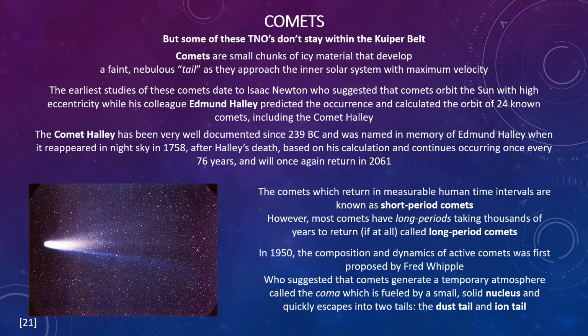So the earliest studies of these comets date back to Isaac Newton, who suggested that comets orbit the sun with a high eccentricity. And his then colleague, Edmund Halley, predicted the occurrence and calculated the orbit of 24 known comets, the most famous of which is Halley's Comet. Halley's Comet has been very well documented throughout history since 239 BC and is named in memory of Edmund Halley when it reappeared in the sky in 1758 after his death, and based on his calculation. And this continues occurring once every 78 years and will return again in 2061.